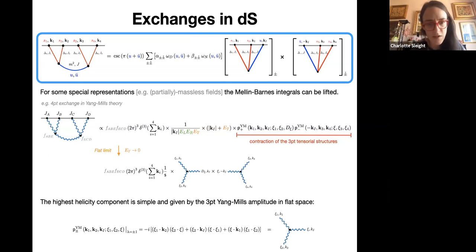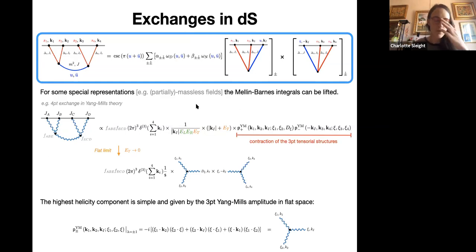The features of exchanges that we saw on the previous slide carry over. So you still have your singularity in E_T, which you take to 0 to get the flat limit, and you also have your singularities in the left and right energies, which will give you the simple pole of the propagator in flat space. The new thing, of course, is that you have a tensorial structure, because the external fields now have spin. And so these psi's here are the corresponding polarization vectors.